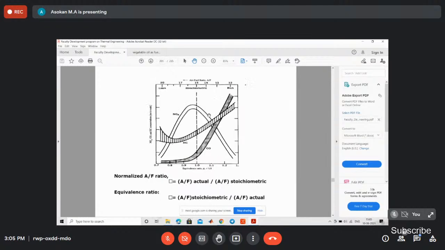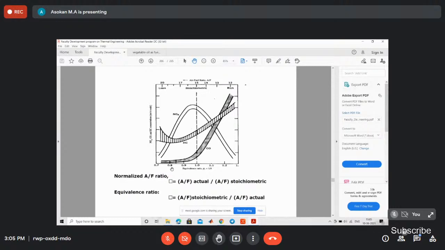Okay, see, this is the curve. This is the equivalence ratio, so CO is this much value. If it is a lean mixture, then CO decreases, and also HC. If the fuel ratio increases, then CO and HC increase because of incomplete combustion. And NOx values are minimum in the case of a rich mixture, because of incomplete combustion, the temperature of the system decreases.